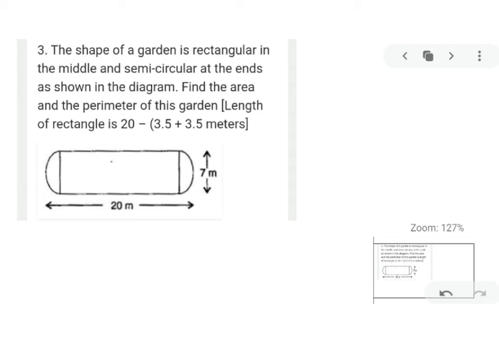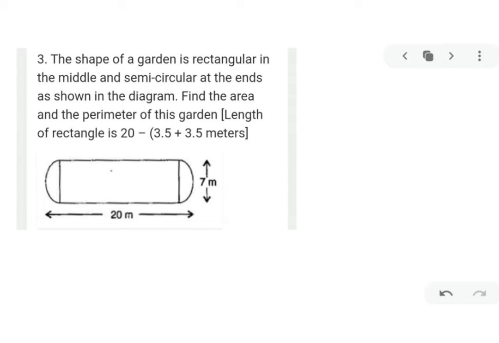Let's take our next part, which is the third, and it says the shape of a garden is rectangular in the middle and semicircles at the end as shown in the diagram. Find the area and perimeter of this garden. The length of the rectangle is 20. Okay. If you notice this, they have given the length of the rectangle as 20 and breadth as 7.